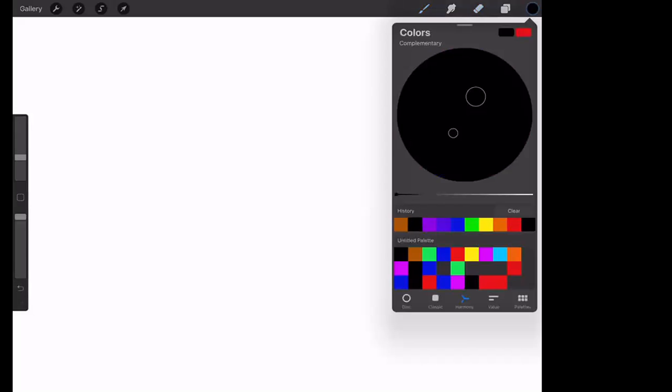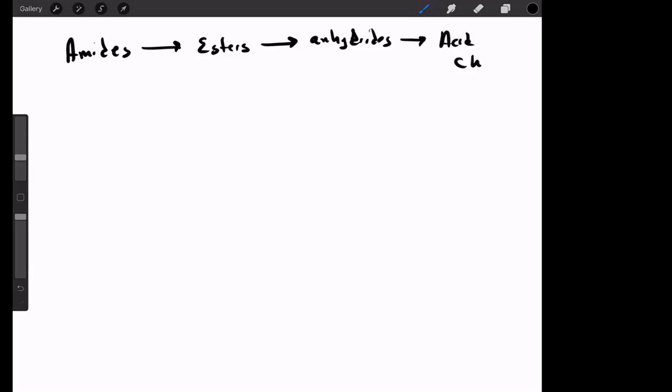All right, so if I take amides to esters to anhydrides to acid chlorides, this is the order of reactivity.